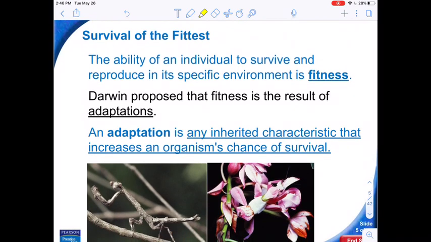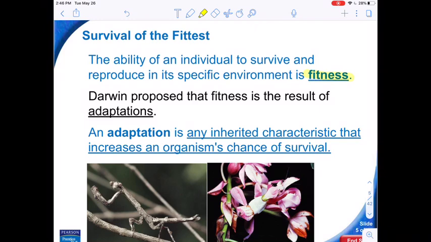So you may have heard this term before, survival of the fittest. The ability of an individual to survive and reproduce in its specific environment is called its fitness. So the more able an organism is to survive, the more fit we would say. That doesn't mean fit like has muscles, goes to the gym. That means fit as in is well suited to its environment and can survive in its environment.